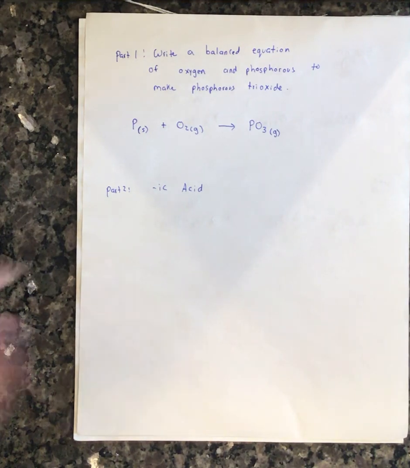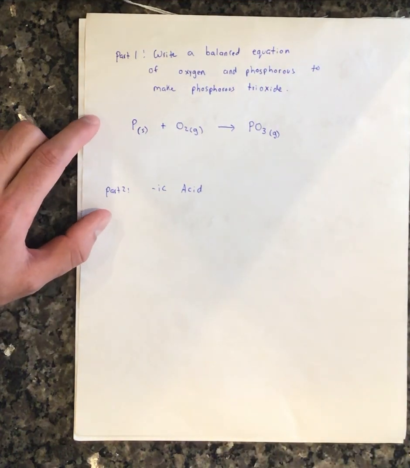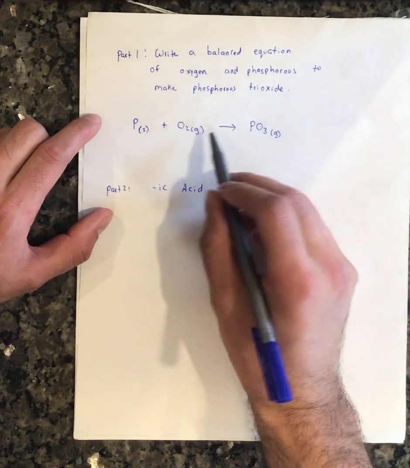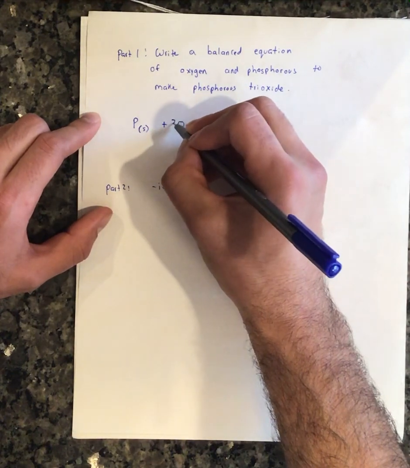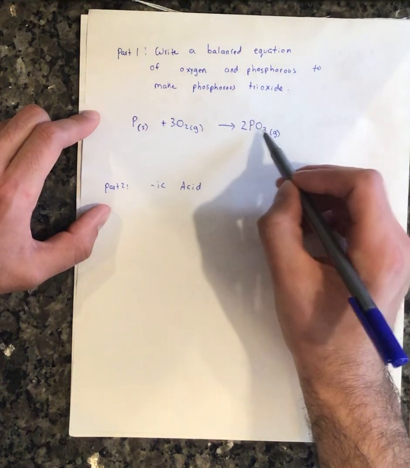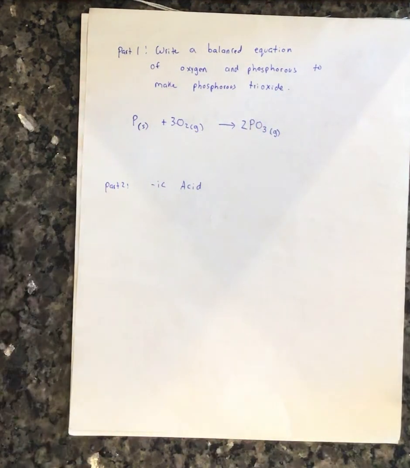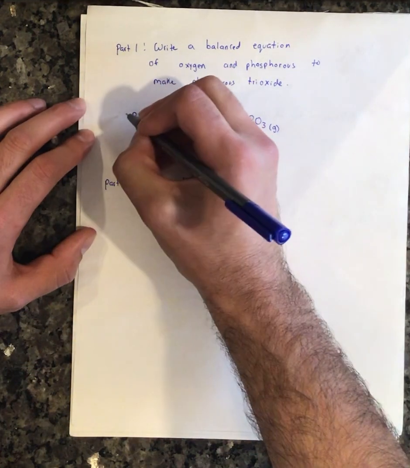When these two mix, we're going to have to balance this out. I have 3 here and 2 there, so the common denominator is 6. I'm going to put a 3 over here, which gives me 6 oxygens. I'm going to put a 2 over here, which also gives me 6 oxygens. So those oxygens are balanced. And lastly, for my phosphorus, I'm just going to put a 2 there.